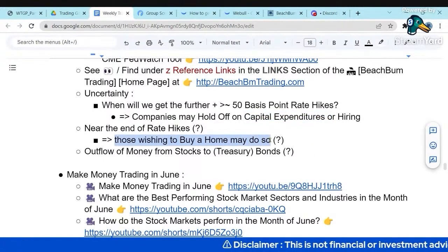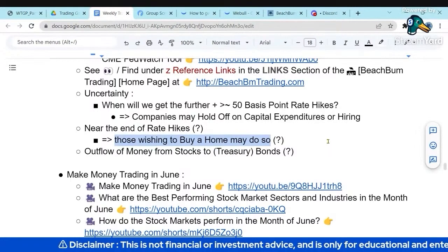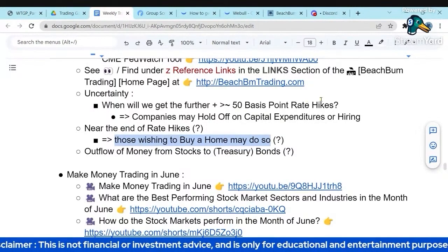Same way with people looking to buy a home. If you're going to buy one, mortgage rates aren't going to go down significantly. They also might go up a little bit. So now might be the time if you're going to buy a home this year.